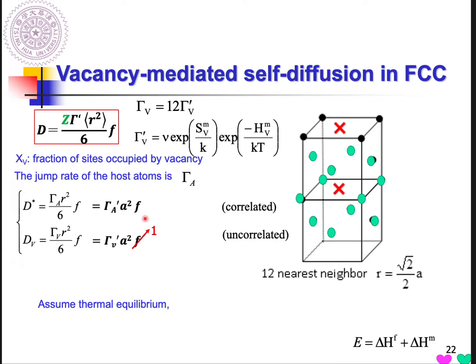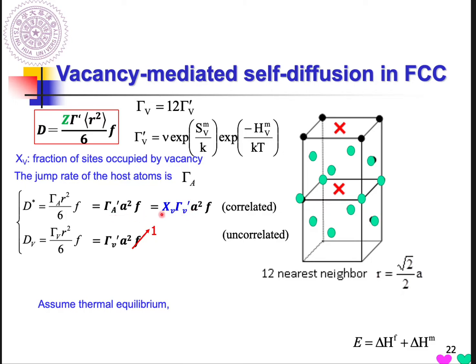And next, we need to think about what the relationship is between gamma A prime and gamma V prime. The atomic jump rate in specific directions for atoms would be limited by what? The atomic jump rate will be limited by the concentration of vacancy and also the vacancy jump rate in specific directions.